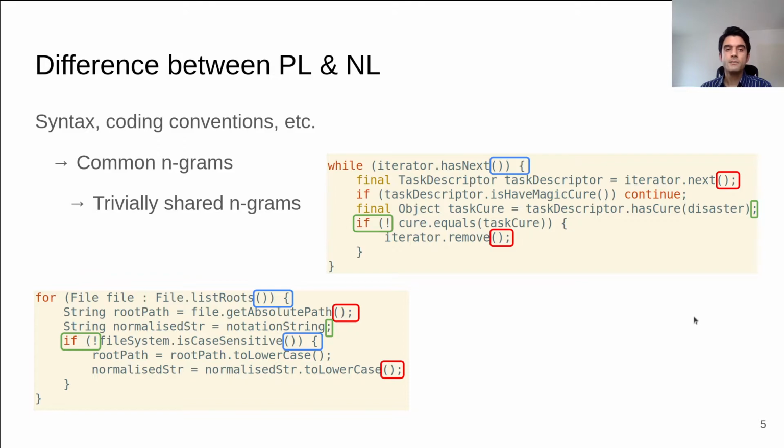So there are some inherent differences between programming languages and natural languages. And in this case, I want to talk about the strict syntax and some coding conventions that are in programming languages. And these cause some n-grams to be common amongst different programs. And we call these n-grams that appear only because of the syntax, grammar, or coding conventions, or some popular APIs that are used, the trivially shared n-grams.